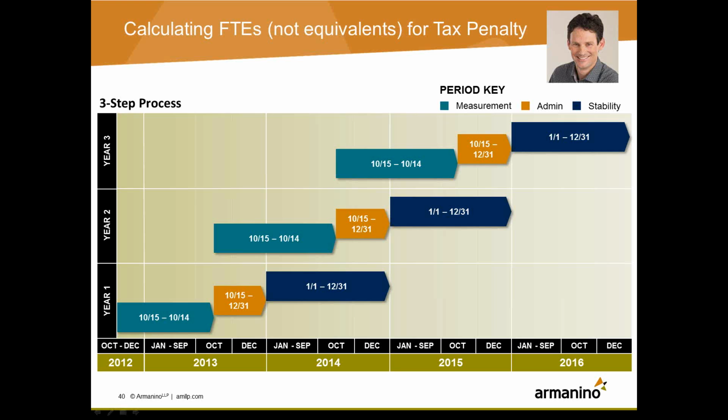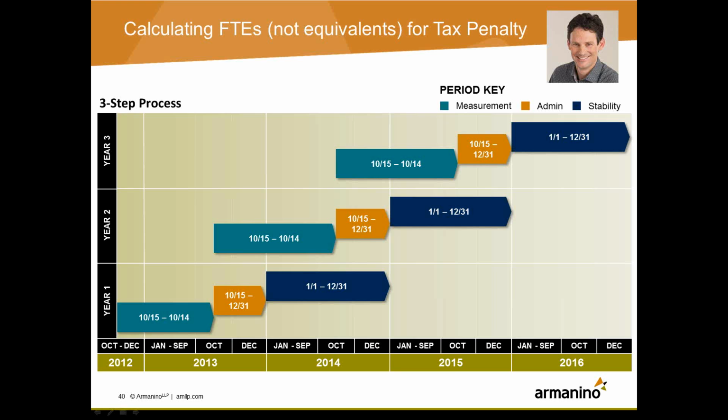which is followed by an administrative period, and then we end up with a stability period. And this is something that's always rolling. And you can actually choose your measurement period to be from 3 to 12 months. So it gives you some strategic counting possibilities there.